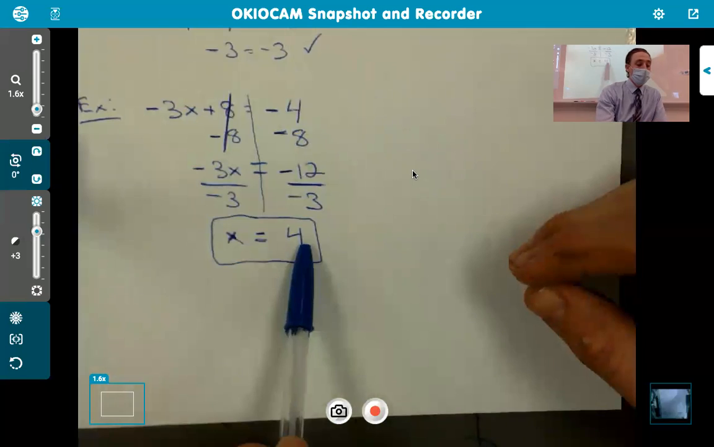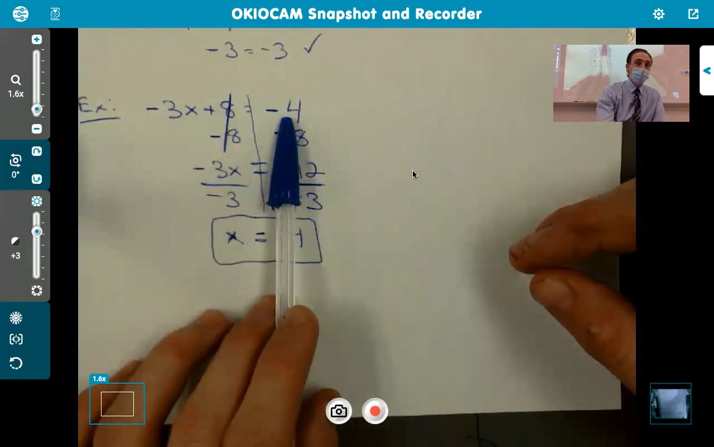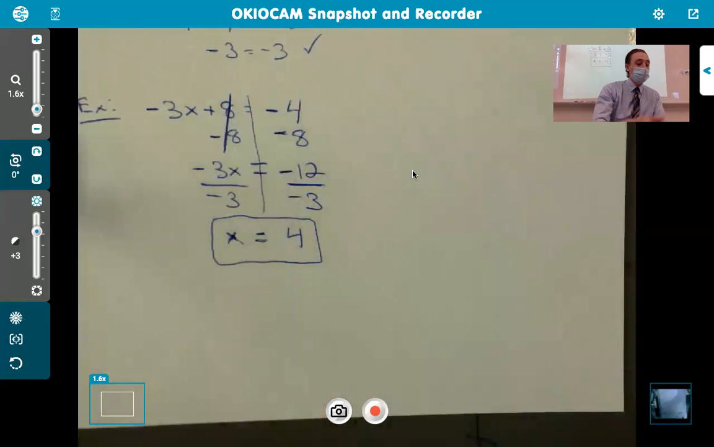If you were to plug this back in, 4 times -3 is -12. -12 plus 8 is -4. So you have -4 on both sides. That's how you know you got the right answer. Okay.